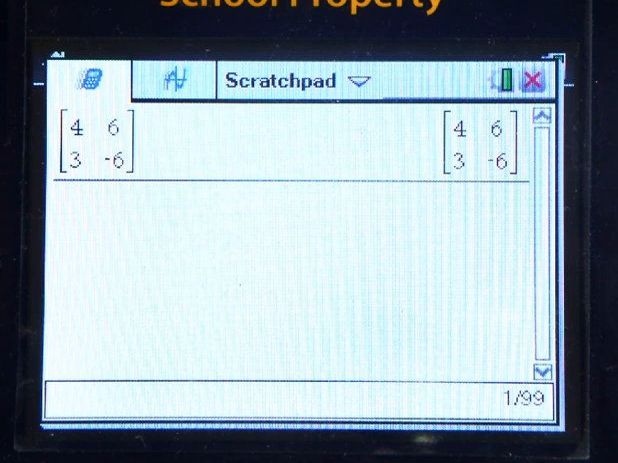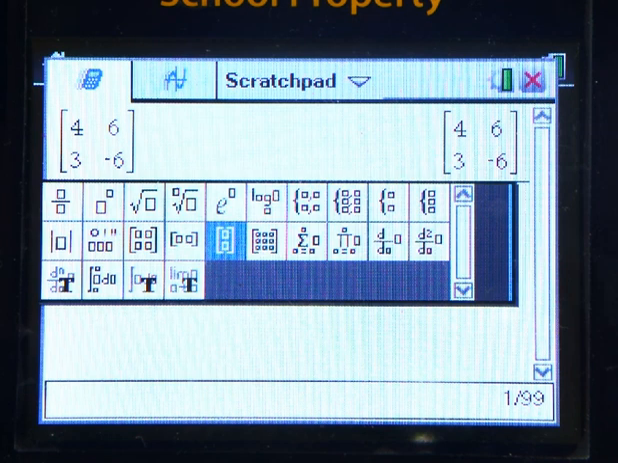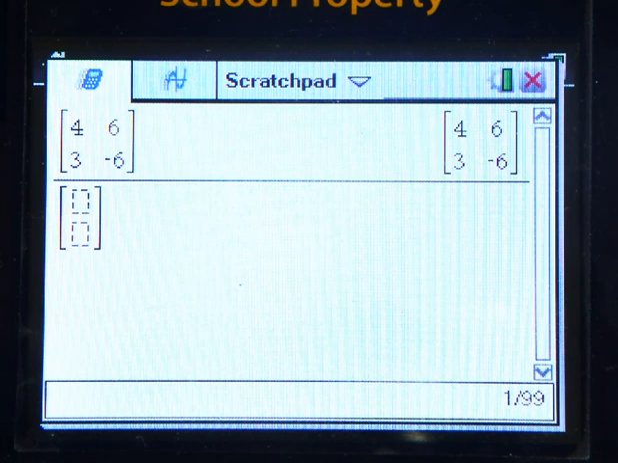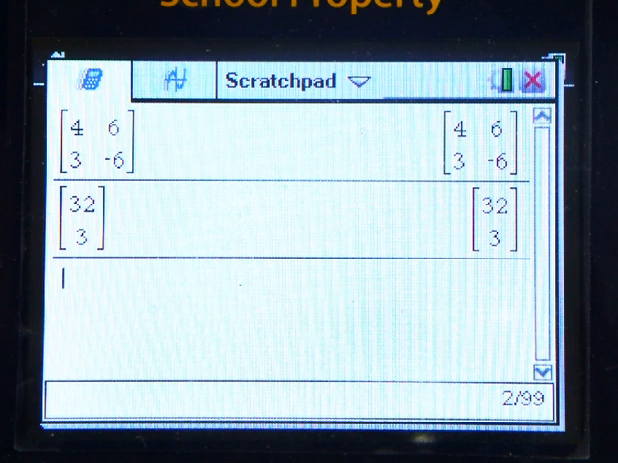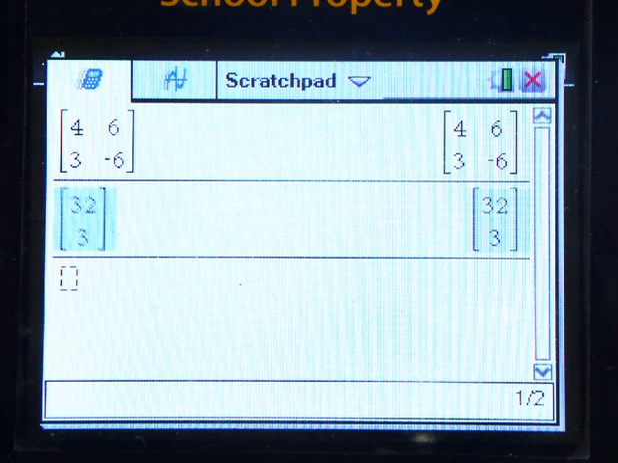I'm also going to enter in my answer matrix. So that was the 32, 3. It's a 2x1. So template, the 2x1 matrix, and then 32 and 3. Hit enter. The reason I'm doing that is because now that I've hit enter, I can go back and select those matrices and do things to them that otherwise I wouldn't be able to do if I just entered this in as one line.